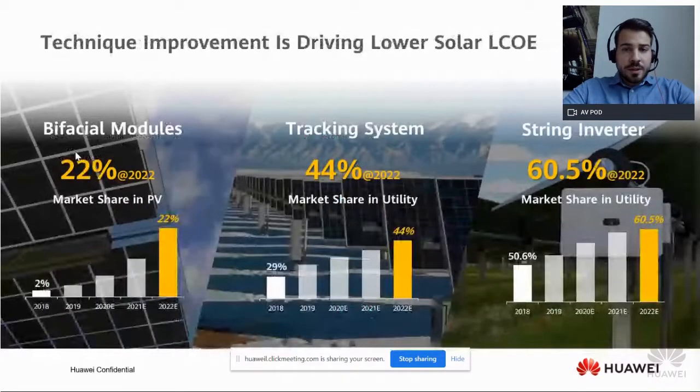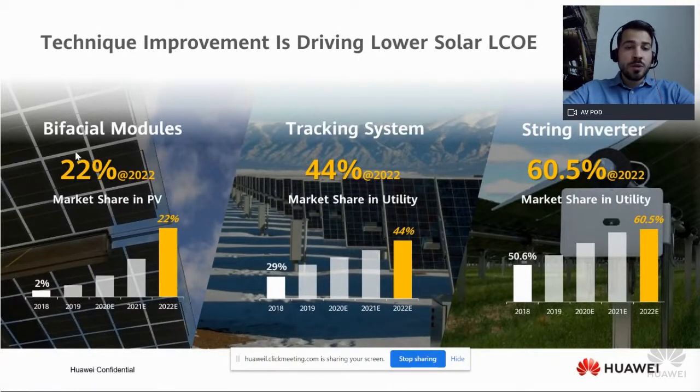And as I mentioned, the market is heading to the string inverter business, and we also see a surge in bifacial module applications all around the world globally, and tracking systems are becoming more and more popular.